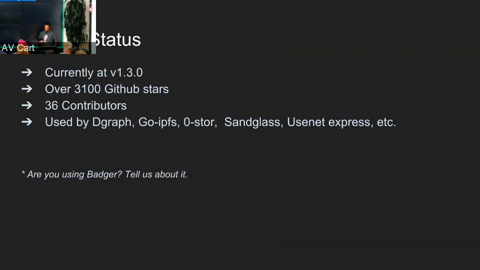In a short period of time, Badger has gained quite some following. It has over 3,100 GitHub stars with 36 contributors, currently at version 1.3.0, which means it's stable for production usage. And it's used by various projects, including GoIPFS, Zero Store, and Usenet Express. And if you are using Badger, do let us know so we can add your name in the repository.